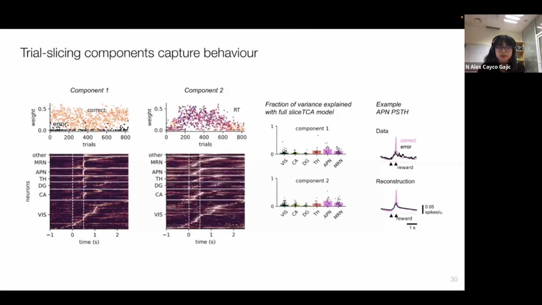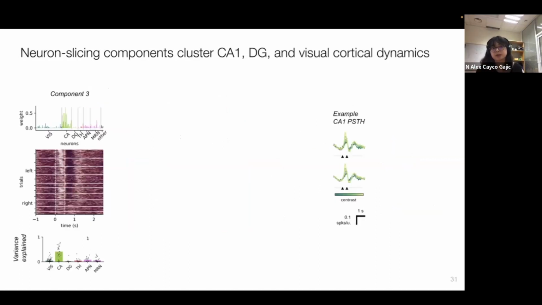The second component has a non-monotonic shape, which correlates statistically significantly with the reaction time. It has a correlation of about 0.3, I think, and is statistically significant. So these two trial slicing components seem to capture features of the task. When we look at the neuron slicing components, here we found three different components.